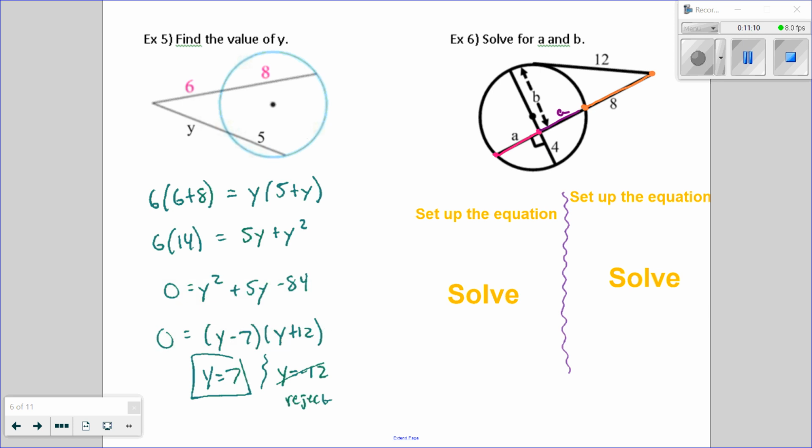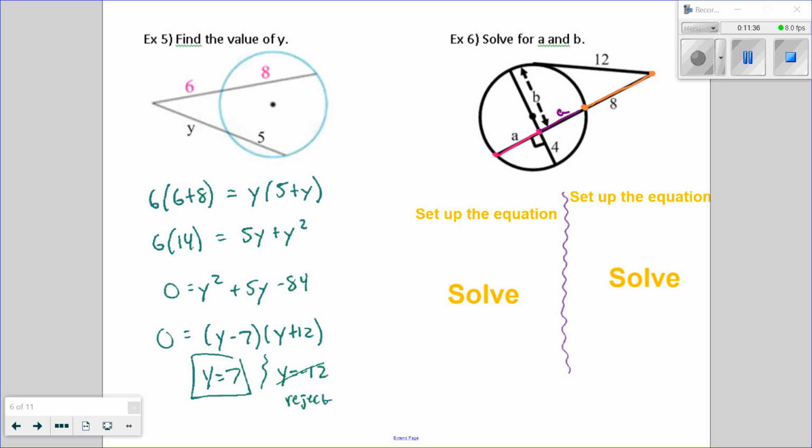And because this whole calculation came from segment lengths in a diagram, we have to reject anything that's a negative number. Negative numbers do not work as lengths. So if you end up with a negative length, you will reject it. And then just keep the positive value of 7. Yay, y is 7.